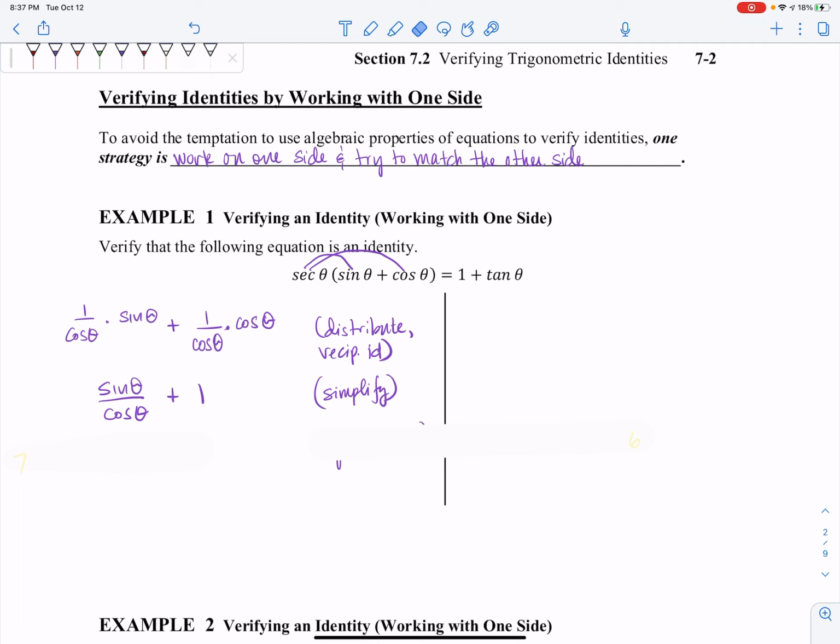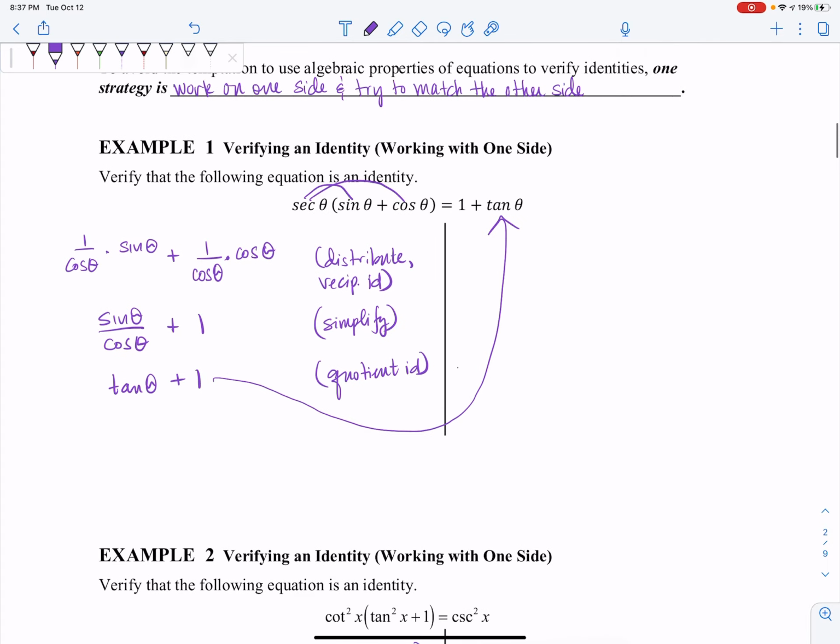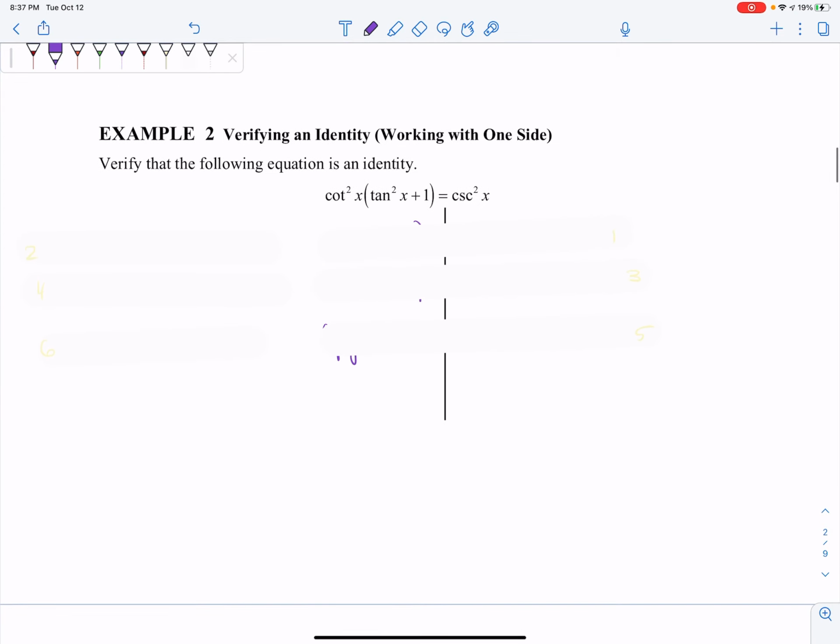And then remind yourself, look over at the other side. Where is it that we're trying to go? And all of a sudden, you should be able to see that we're really close to that. And so the very last thing that we'll do then, we'll use that quotient identity and turn our sine over cosine into tangent. And all of a sudden, I've made the left side match the right side. They're not quite identical. There is the commutative property, the order is switched, but if that's all that's lacking, then it's identical enough. All right, well then let's look at example number 2.